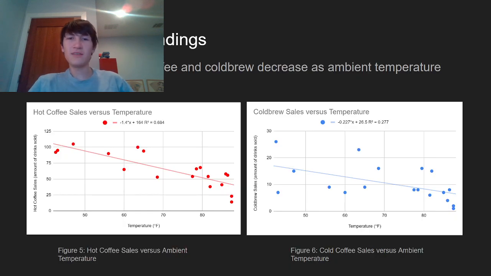So looking at the findings here, the hot coffee sales have a stronger negative correlation to the increase in temperature than the cold brew sales do. But both hot coffee and cold brew sales decreased as ambient temperature increased.